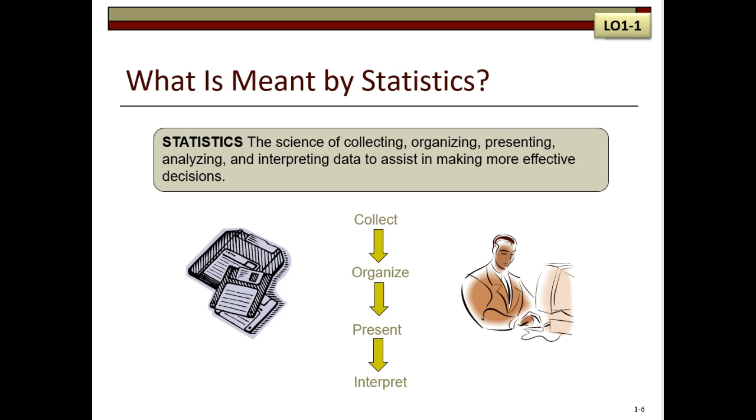We begin by defining what we mean by statistics in the context of your class. Statistics is the science of collecting, organizing, presenting, analyzing, and interpreting data to assist in making more effective decisions. As the definition suggests, the first step in investigating a problem is to collect relevant data. The data must then be organized in some way and perhaps presented in a graphical form, such as a pie chart, a histogram, or a frequency table, or as numeric information such as an average, a standard deviation, or a range, to name a few. Once the data has been organized, we are then able to analyze and interpret them.